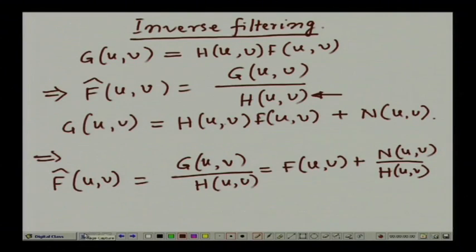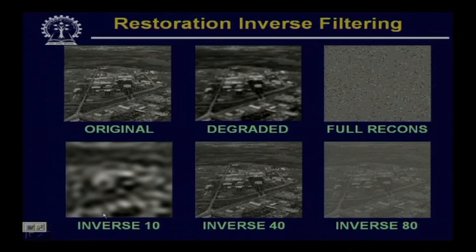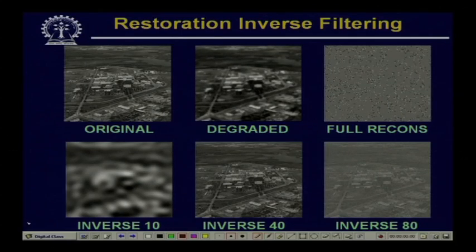Now let us see what kind of result we can obtain using this inverse filtering. This shows an inverse filtering result. Here we have the original image, and in the middle we have the degraded image, which we had already shown. On the right-hand side is the image reconstructed using inverse filtering, when all the frequency coefficients are considered for reconstruction.